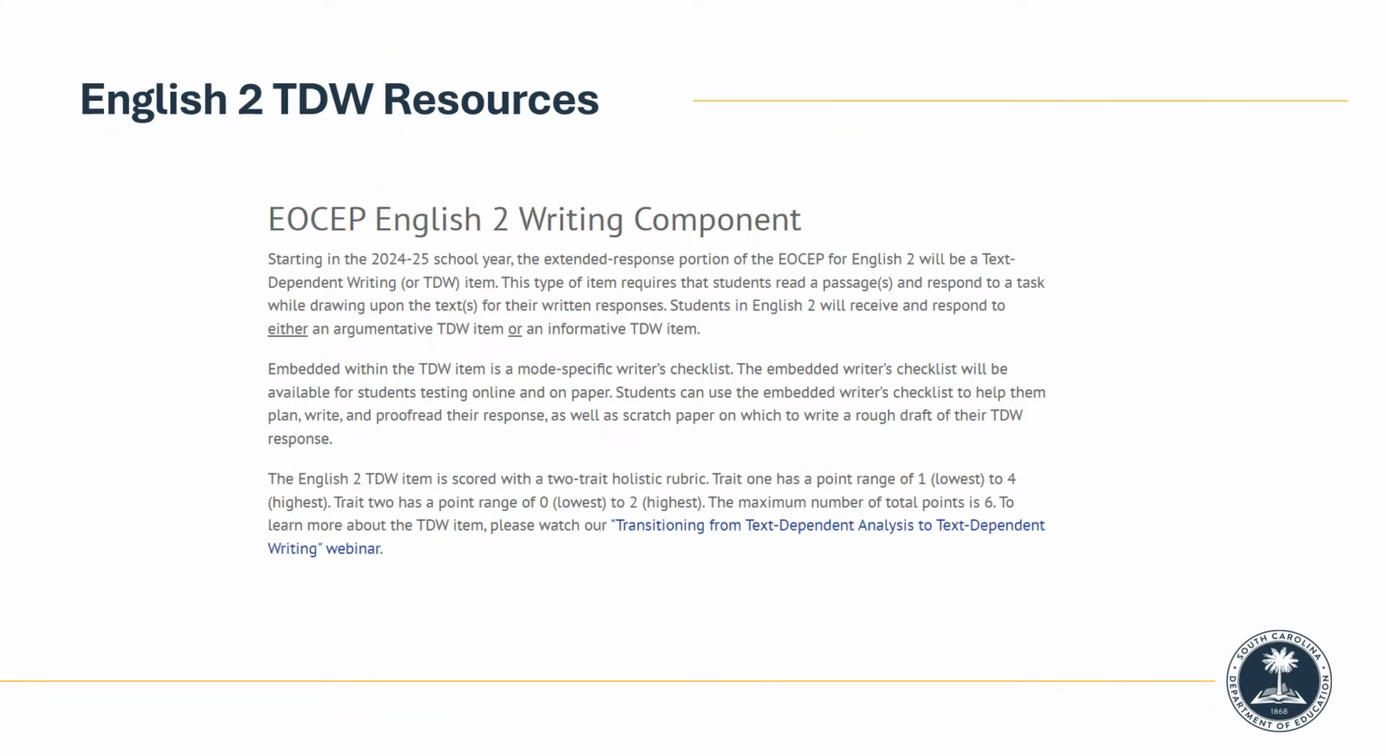Here you will see introductory material about the writing component for the end of course exam for English 2. Let's look at some of the important information. Students in English 2 will receive and respond to either an argumentative TDW task or an informative TDW task. The mode of writing will not be announced prior to testing.